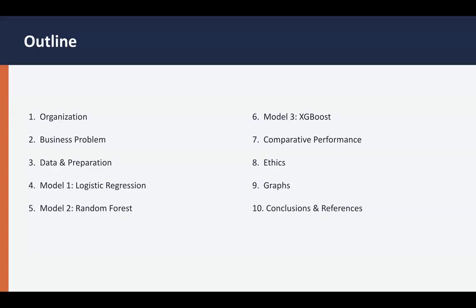So here's a quick roadmap of what we're going to cover today. We'll start with some of the background on Southwest Airlines, and then we'll walk through the business problem driving our analysis. From there, we'll cover how we sourced and prepared our data, followed by a deep dive into each of our three models, which are logistic regression, random forest, and the gradient boosting model. Then we'll compare their performance, address the ethical concerns of our work, and walk through a few key graphs, and then we'll close with some of our conclusions and recommendations.